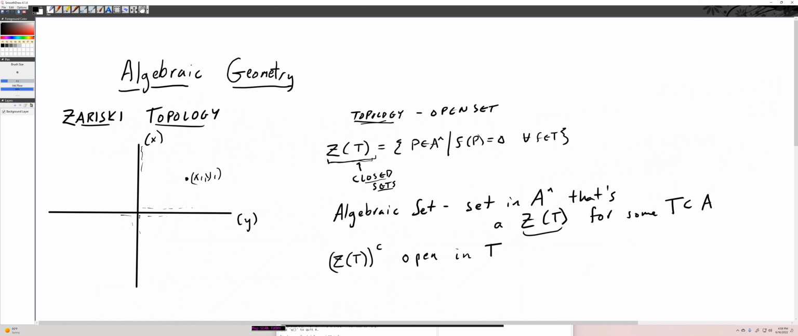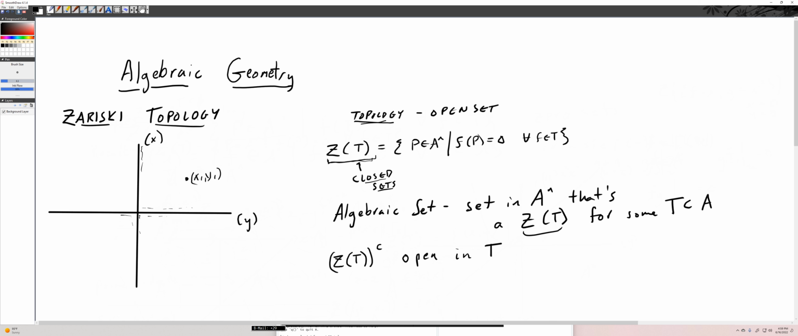In fact, we can define an algebraic set. That's just a set in the affine space that happens to be a zero set for some set of functions in the ring. So all these zero sets are going to be algebraic sets. And if I take any chunk of that ring, generate an ideal, and find a zero set, that's going to be a closed set in this topology. So what are the open sets? Well, the complement of a closed set is an open set.